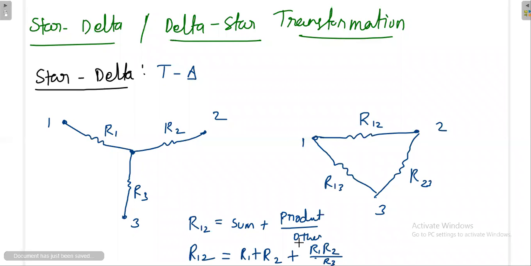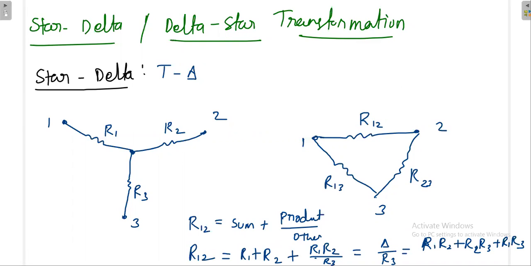Again there are some other formats also. Instead of this, you can also write delta divided by R3. What is delta? Delta means all the combinations: R1 R2, R2 R3, and R1 R3. Once you divide by R3, what will happen? The last term cancels R3, then you will get R1 plus R2. You will get the same formula. So you can remember by any method, no problem.